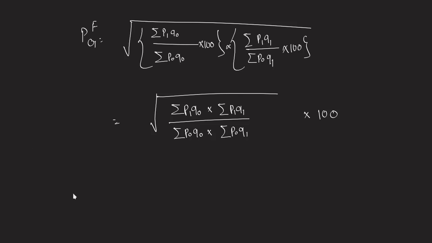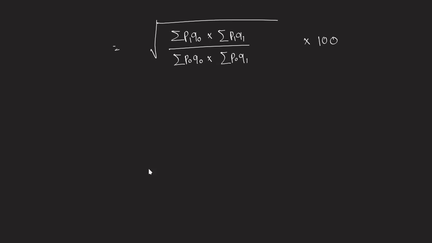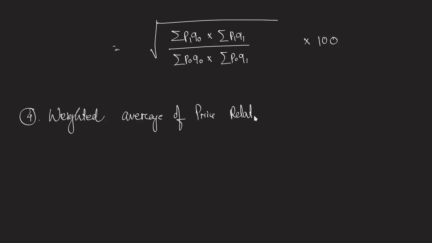Here we write F. So these are your weighted index numbers, or the weighted aggregative methods, and the last one is the weighted average of price relatives. So weighted average, this is the number 4 method of construction of index number, weighted average of price relatives.